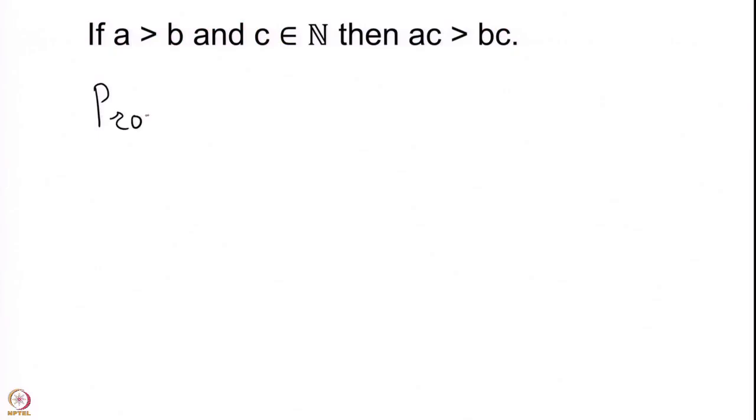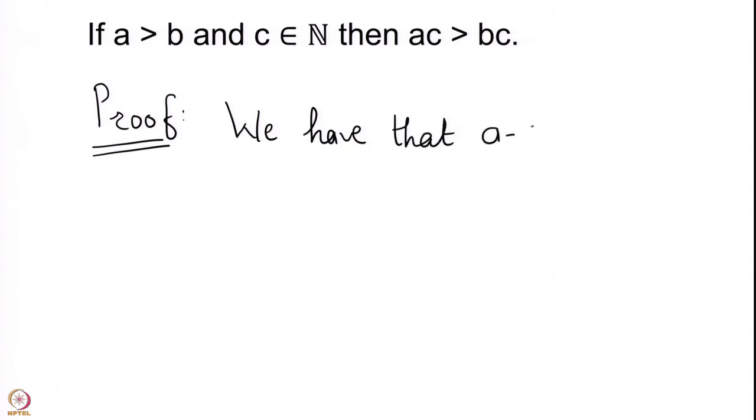Okay. So, we will now begin proving this statement. I will give you my proof. The proof is as follows. Remember what we did in the earlier proof. We had a bigger than b, and so a minus b has to be a natural number. Now c is another natural number, and natural numbers come equipped with product.